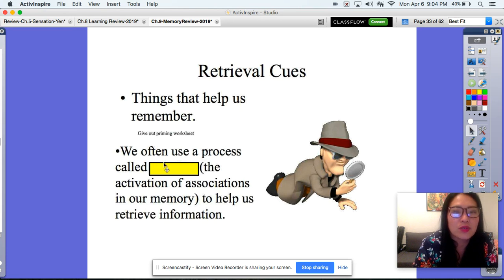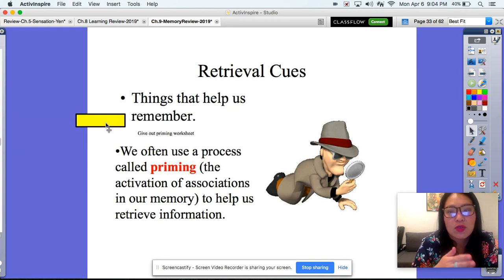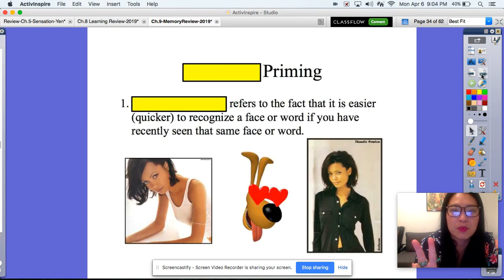Okay, so then we often use a process called priming, which is the activation of associations in our memory to help us retrieve information. We talked about this in our sensation and perception chapter. Certain things are going to make associations or click for us to another thing that's associated with it. So we have 2 types of priming.